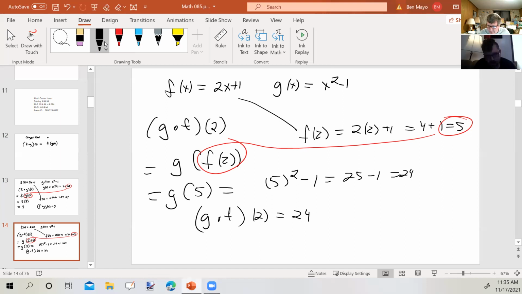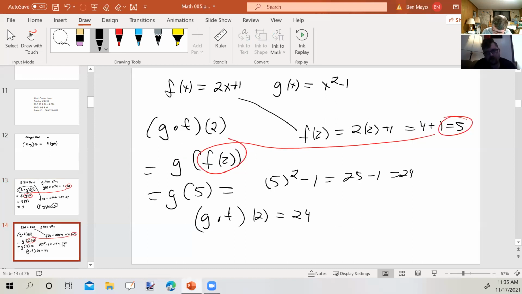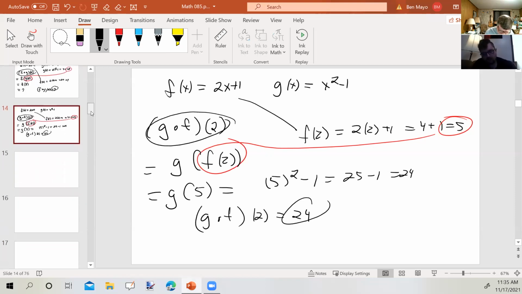You okay with that? Notice that f composed with g of 2 does not equal g composed with f of 2. So in general, the operation composition is not commutative, okay? Now, I say in general, there are some specific cases, and we'll be looking at those tomorrow, but in general, it's not commutative, because remember, addition is commutative, multiplication is commutative, composition is not commutative. Okay, let's take a look at some more examples.